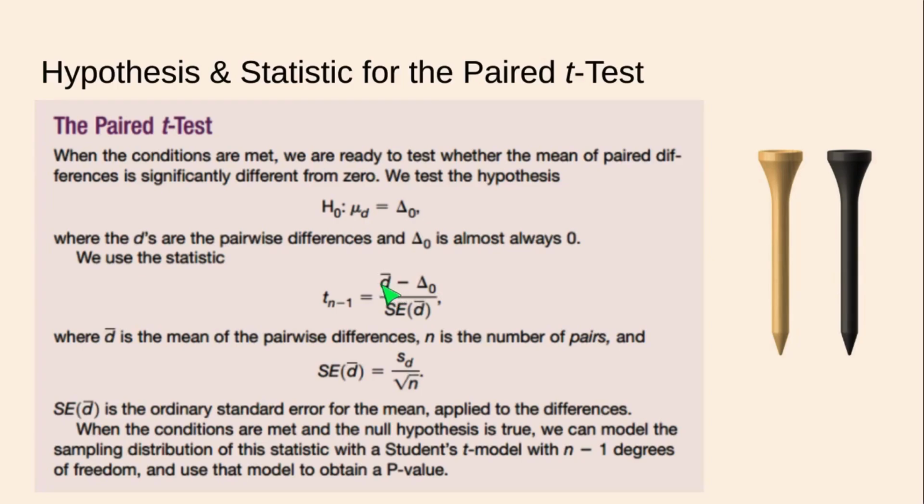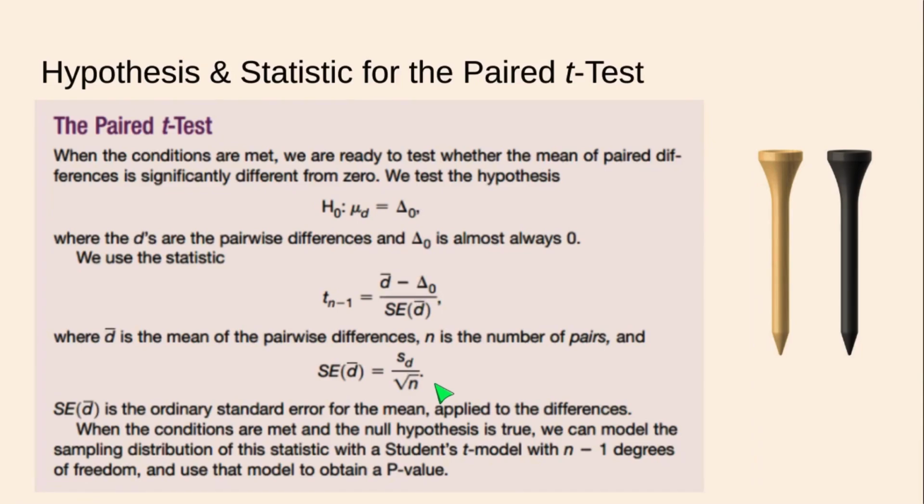So if D bar right here is the mean of the differences in our sample, minus delta 0, so that's just 0, divided by the standard error for the random variable, the mean difference. D bar is the mean of the pairwise differences, and n is the number of pairs. We have the standard error. As you can imagine, this process is done on your calculator for you. It's not terribly difficult here.